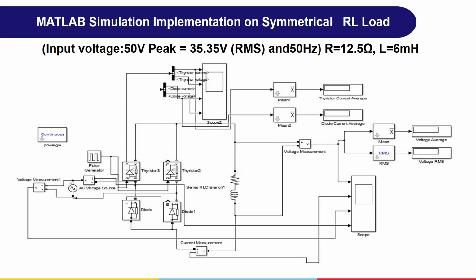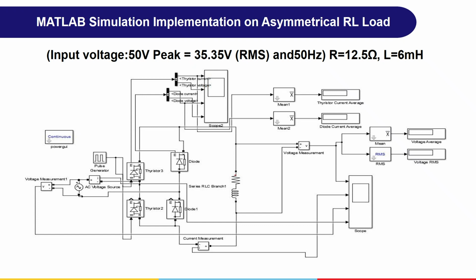MATLAB simulation implementation on symmetrical RL load. Input voltage 50 peak equals 35.35 RMS and frequency 50 Hz. R is equal to 12.5 ohm, L is equal to 6 millihenries. This is the block diagram of the simulation as a symmetrical circuit.